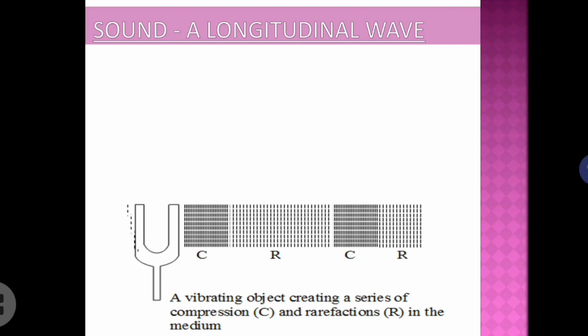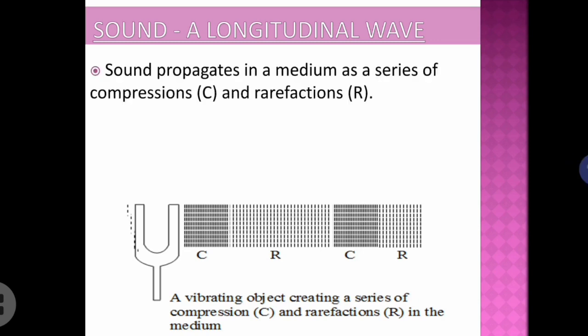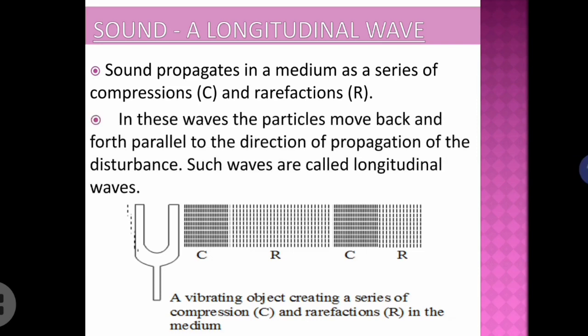And in some other regions, the particles are very far apart. As you can see from the figure, the regions which are marked as R, there the particles are far apart, not crowded at all. Such regions are named rarefactions. Such a series of compressions and rarefactions are produced in the medium when sound is propagating through it. I hope the terms compressions and rarefactions are clear to you.